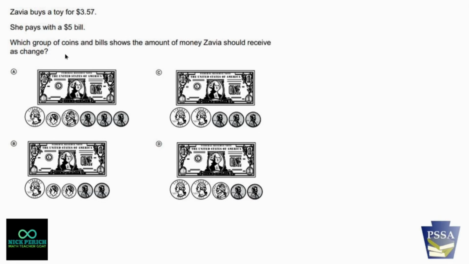All right, so you're allowed to use a calculator for this problem. What you're going to want to do is figure out, all right, I'm going to buy a toy. I'm going to use a $5 bill. My change is going to be what I have left over. So in your calculator, you would type out 5 minus $3.57.